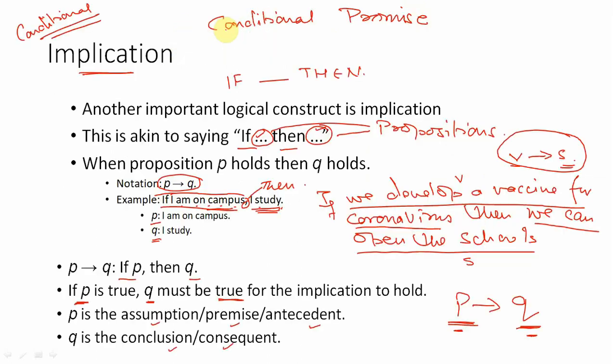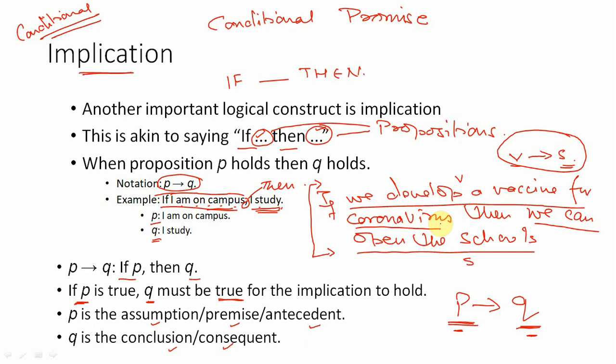If I take this example, let us say a conditional promise, the only way this conditional promise is broken is if the vaccine for coronavirus is developed but the schools do not open. If we develop the vaccine but we are not opening the schools, that is the only possibility, the case when we are breaking our conditional promise.